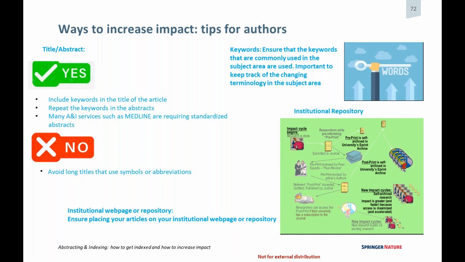Now, avoid using long titles that use symbols or abbreviations. Do not do that, because symbols are not identifiable through the search engine. One example is Web of Science: if you try to put the symbol, you will get zero retrieval. So make sure that you do not use those types of symbols in your title, just because it will not be easily discoverable. Keywords, we already talked about using the keyword, but make sure that you are using the common keywords used in your subject area. Medical Subject Headings, MeSH, is one of the prime examples.